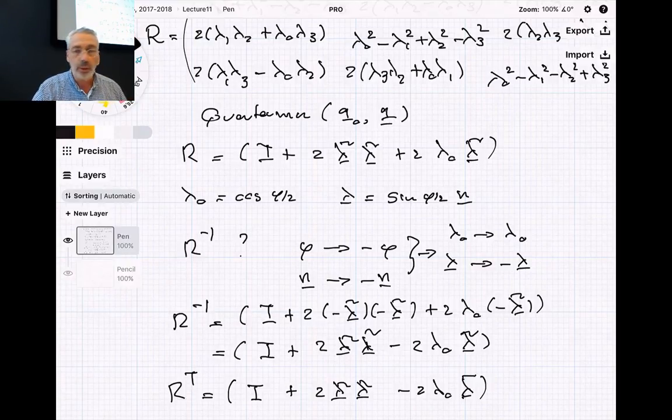So my guess is that Euler started with Euler angles and then later on developed the whole concept of Euler parameters, but I'm not sure if that's true.